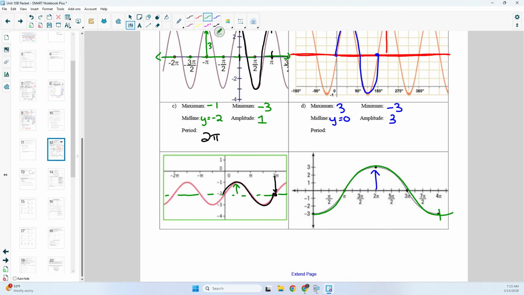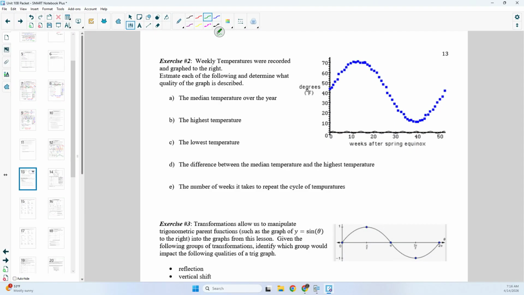So here, and then if I went again, even though I can't see it, I would start again, so the period is 4 pi. So on the next page, we're going to look at more of what you might see in a word problem with this type of stuff.